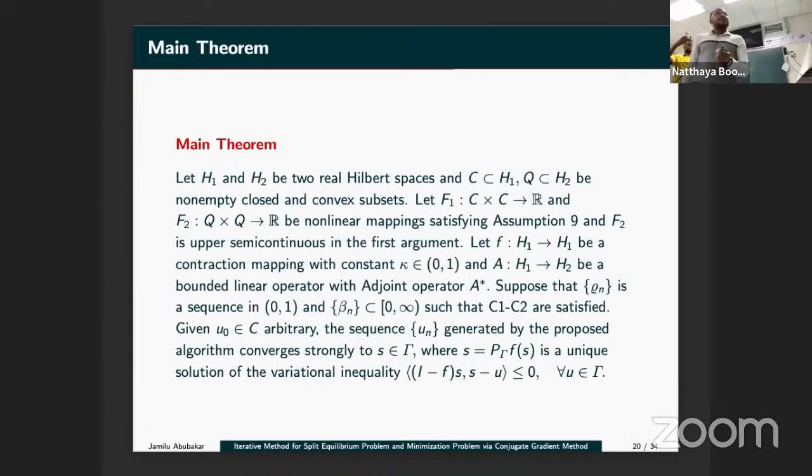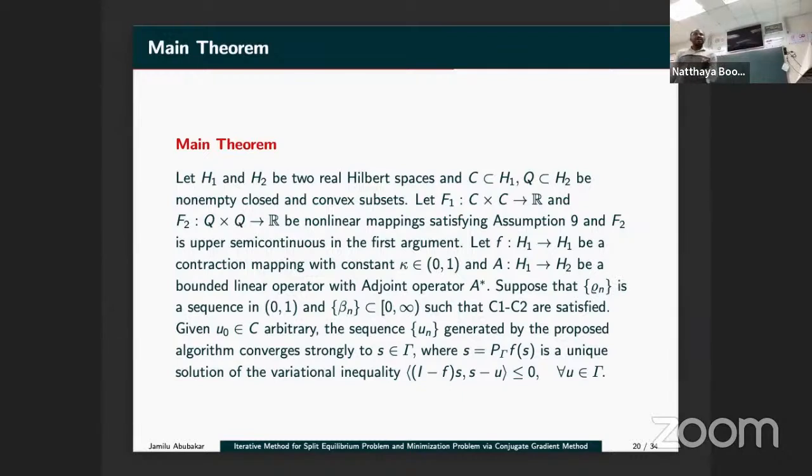And this is the main theorem statement here. Suppose we have these two Hilbert spaces, H1 and H2, and closed and convex subsets C and Q of H1 and H2, and we have the bifunctions F1 and F2 that satisfy this assumption. And F2, additionally, I said, is supposed to be upper semi-continuous in the first argument. And this is a contractive mapping with a constant kappa between 0 and 1. And we have a bounded linear transformation joining the spaces H1 and H2 with an adjoint A star. Then the sequences also satisfy conditions C1 and C2.